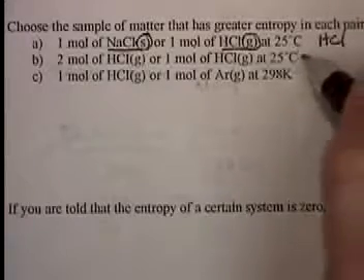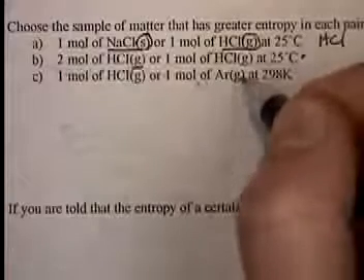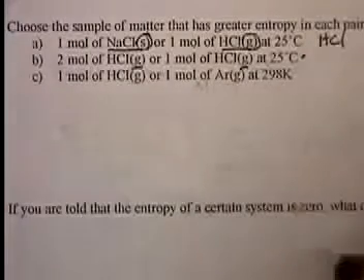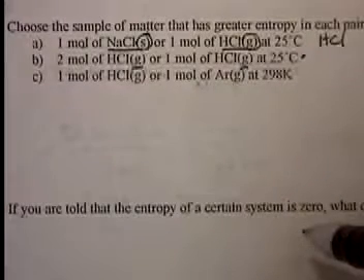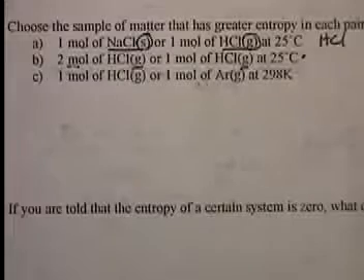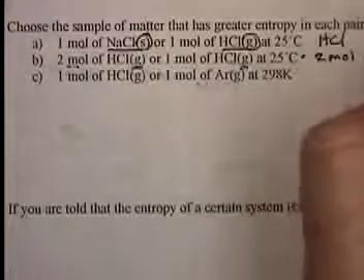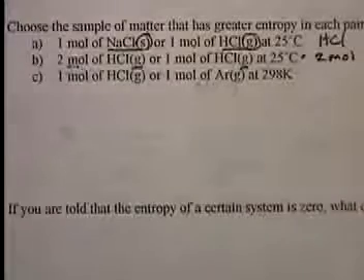In this second one, you can see that we have 2 moles of HCl gas or 1 mole of HCl gas at 25 degrees Celsius. Well, we'd say that HCl here has twice as much, and so it has twice as many possible microstates. So the 2 moles of HCl would definitely have a greater entropy, or a greater way to be disorganized if it wants to be.